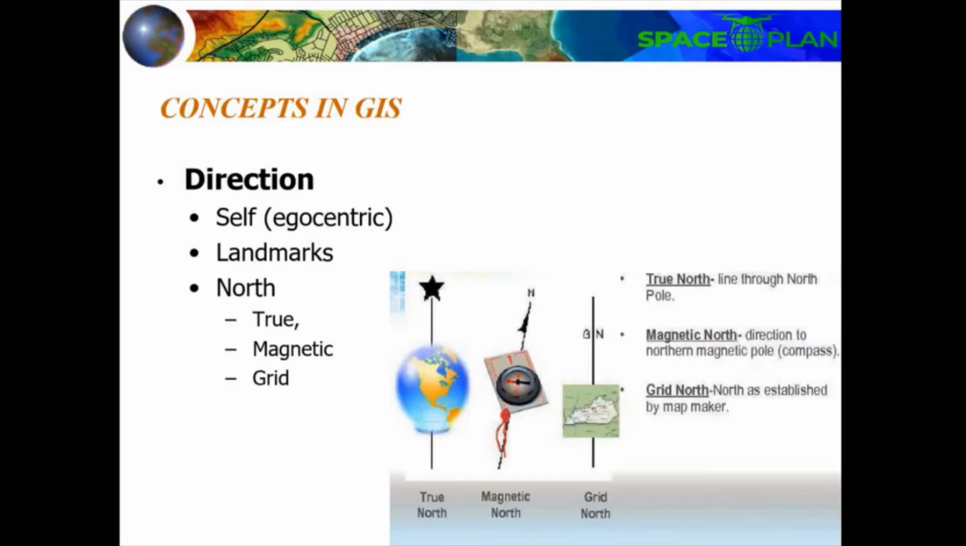Another concept we are looking at is direction. For direction, 3 different aspects can also be put across. For instance, you can have egocentric direction. As a person, you can say that something is to your left, something is to your right, something is ahead of you, something is behind you. These are directions pointing to a particular place using yourself as the reference. Another approach has to do with using landmarks.